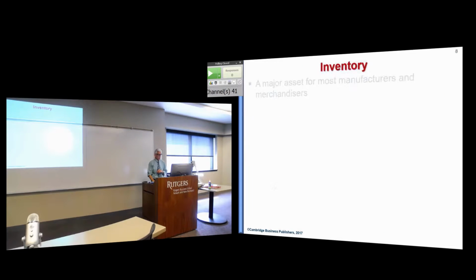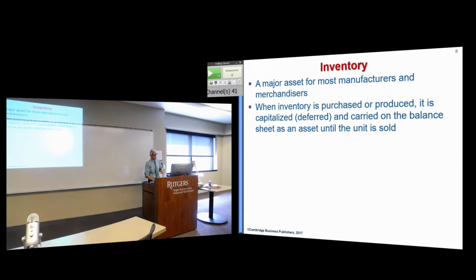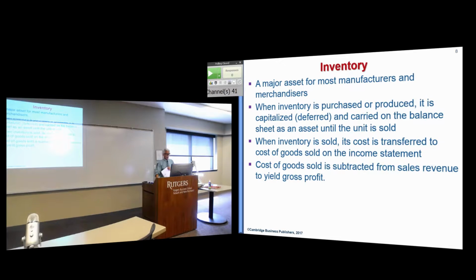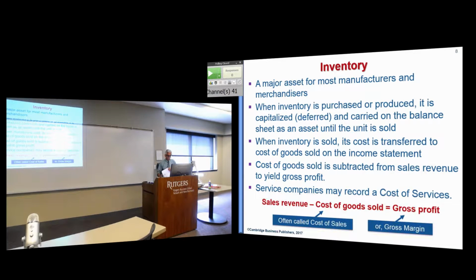Now on the balance sheet, of course, we know that inventory is a deferred cost, just like prepaid insurance. You buy it, it's got asset value until it's sold. So we capitalize it, we know that. We also know that when it's sold, we transfer that value to the income statement through the cost of goods sold. And of course, the gross profit is sales minus the cost of goods sold. The service company is going to have cost of services provided.